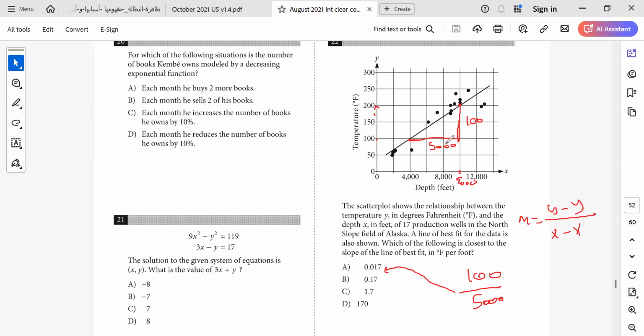Maybe you didn't count it as 5,000. You counted the squares only. Yes, the squares. Because actually, Zena, the difference in y is 100 over the difference in x, 5,000. Because here 4,000 and here 9,000, the difference in x is 5,000. The difference in y, I have here 200 and here 100. The difference here is 100. Okay, up to 25.